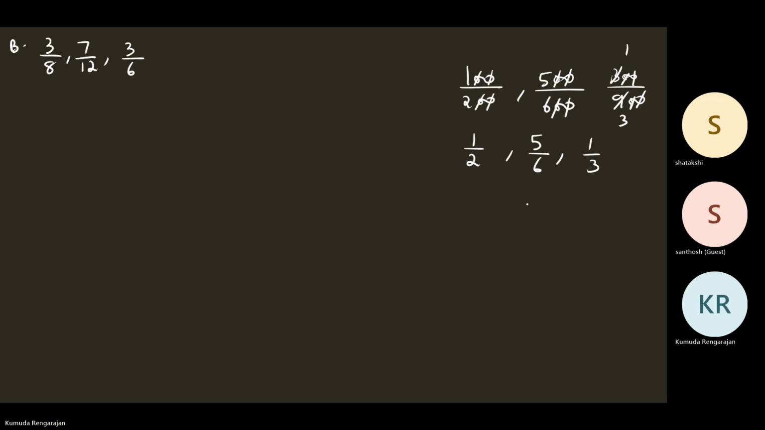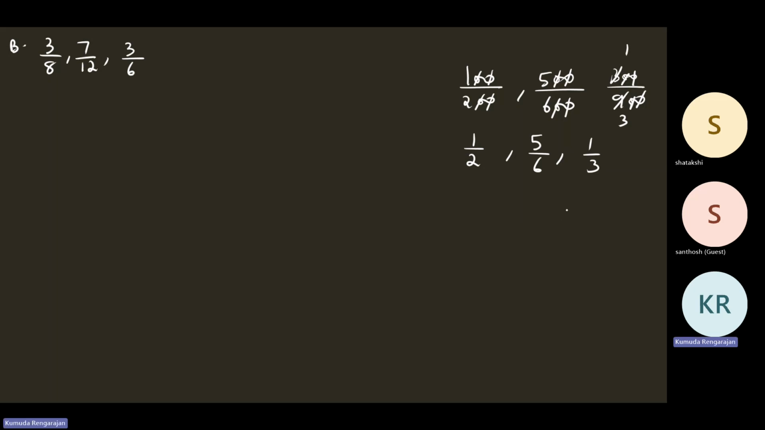What is the LCM of 2, 6, and 3? It is 6 itself. See, without calculating, you found the LCM. Without actually working, you found the LCM. So this is the power of simplification.